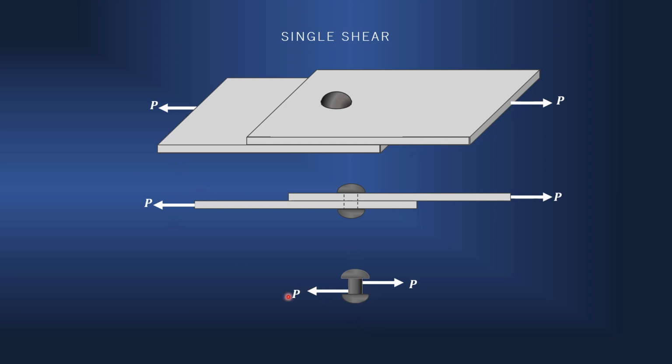in the opposite direction. Now imagine a cross section here exactly at this joint, imagine a cross section of the rivet. For this cross section of the rivet, this force P is a shear force. So shear stress in the rivet is shear force, that is P, divided by the cross sectional area of the rivet, which is a circular cross section, pi d squared by 4.